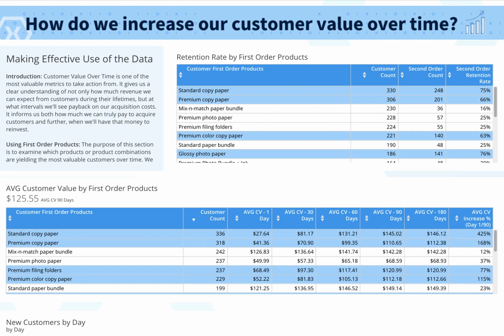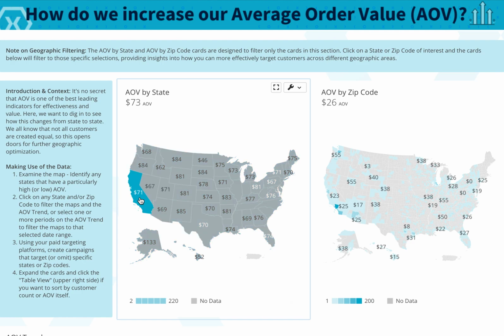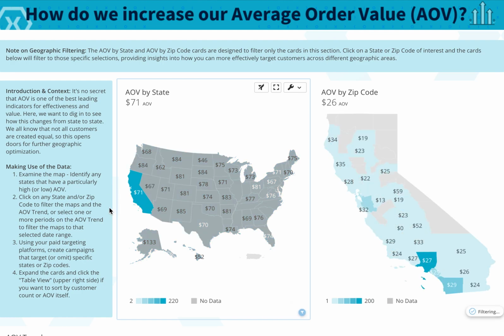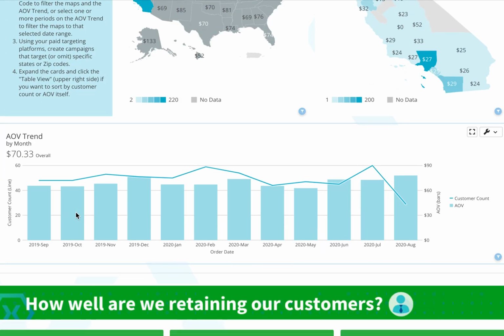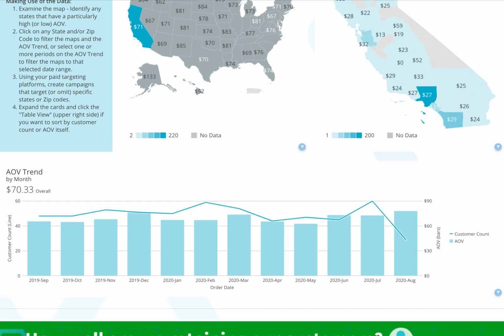If you can figure out what products yield the highest repeat conversions, then you can put more emphasis on those and optimize your customer's journey based on their actual data. Next, we want to help you optimize your average order value. So we show you the states and zip codes that provide you with the highest AOVs so that you can hyper-target your ads. Then we also show you how your AOV is trending over time so that you can see the effectiveness of your efforts.